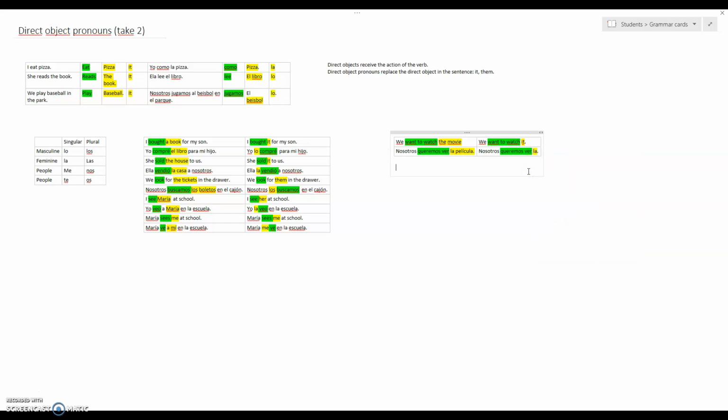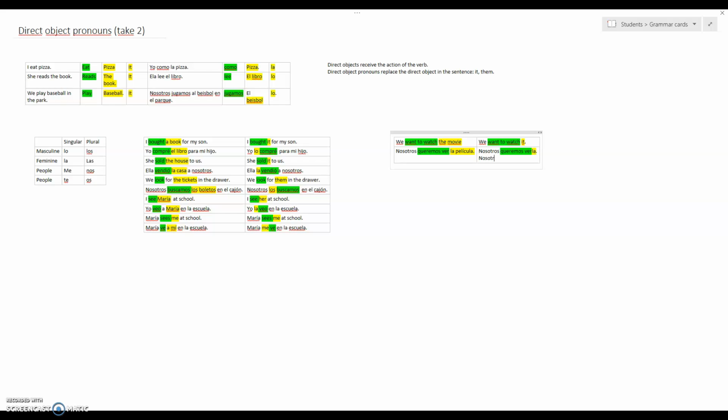Alright, so now we're being consistent. Take a look here at the last bit. We want to watch it. What I'm going to do is I'm going to take this la, which is referring back to the movie, singular, feminine, and I'm going to attach it directly to the infinitive right in front of it. Okay? Rather than having a space there, I'm going to attach it directly. So now it's a compound word. Nosotros queremos verla. So that is absolutely correct.